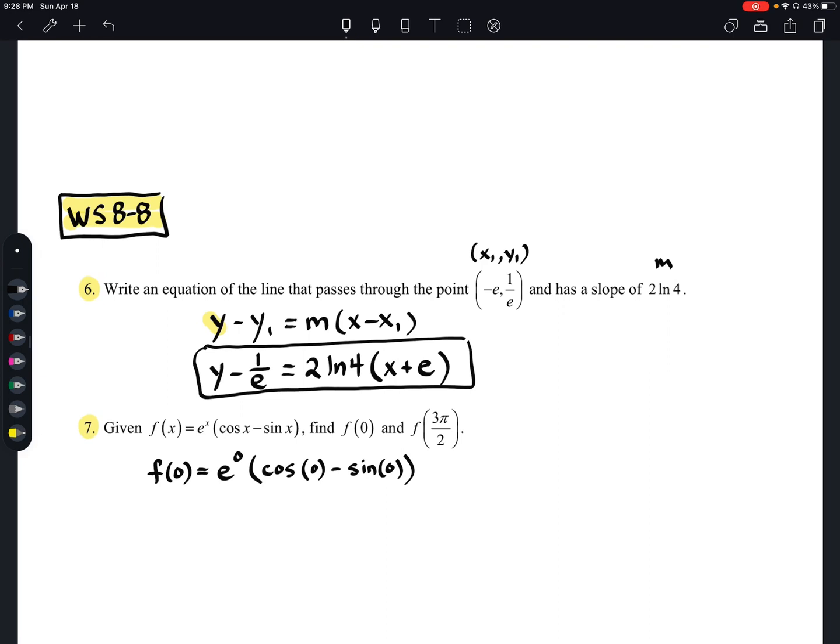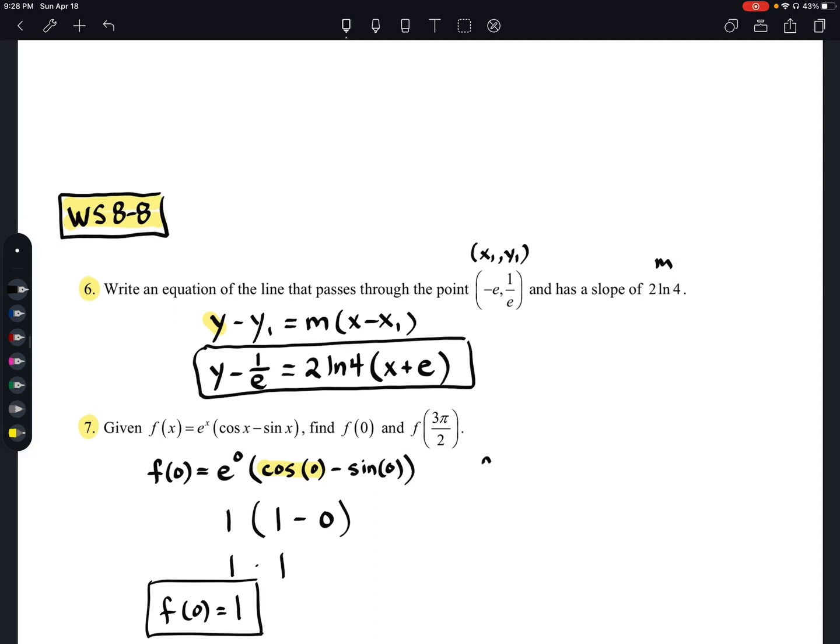E to the power of 0, well, anything raised to the power of 0 we know is 1. When we look at the cosine of 0, remember the cosine of 0 is 1. And our sine of 0 is going to be 0. So we have 1 times 1, which gets us 1. So f of 0 is equal to 1.